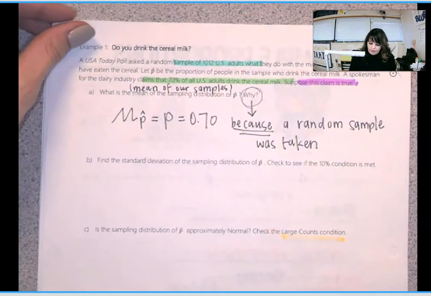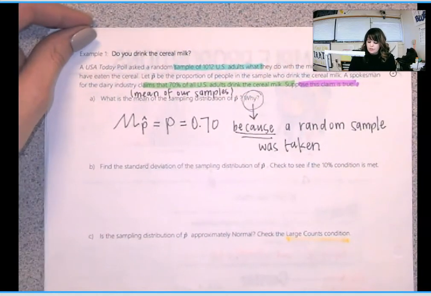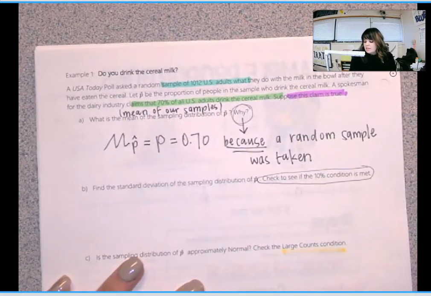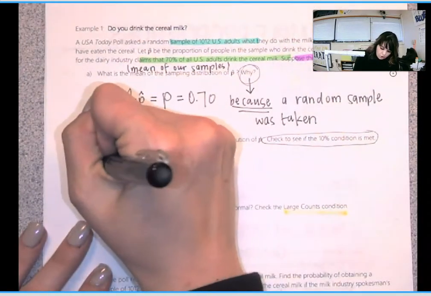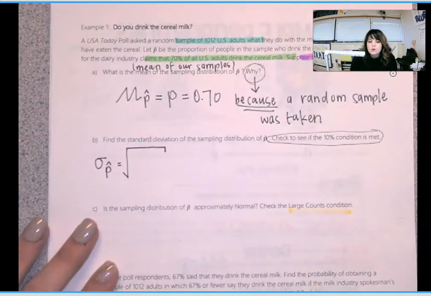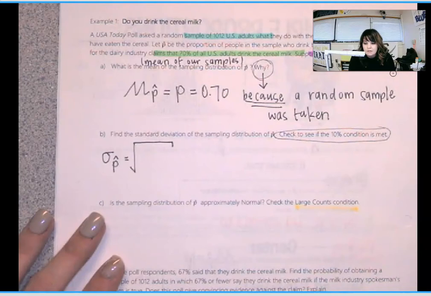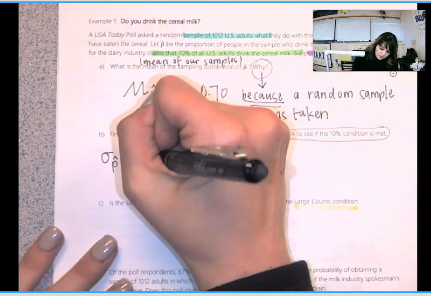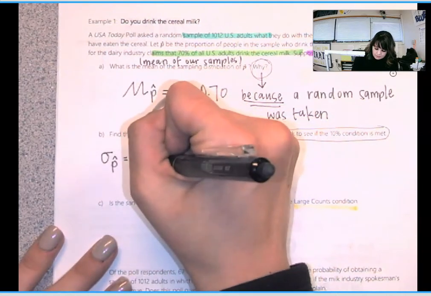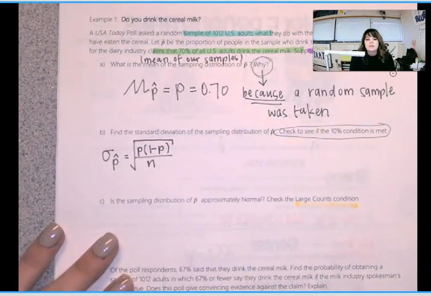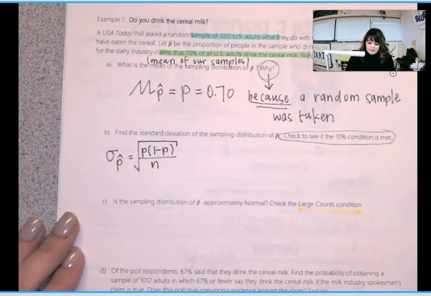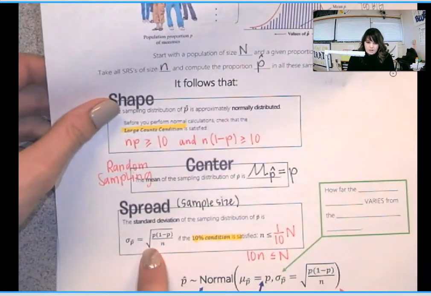Okay, next up. Find the standard deviation of the sampling distribution of p hat and check to see if the 10% condition is met. Okay, so sigma of p hat. And in this case, I'm going to write the formula for you, but when you do these on your own, you don't have to write this formula down. So the formula is p times 1 minus p divided by the sample size. That's all under a big root. Where am I getting that from? Right here.